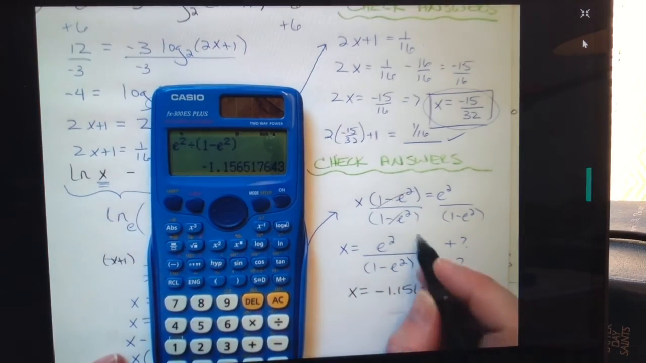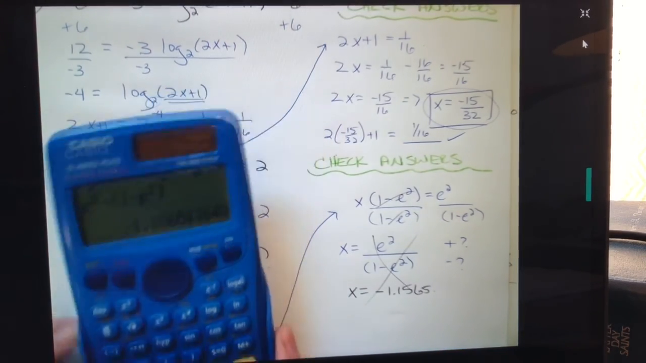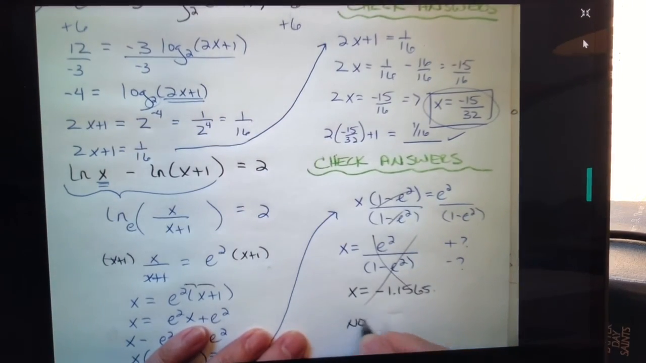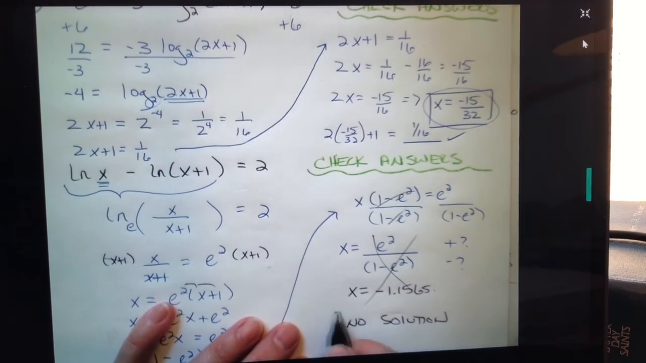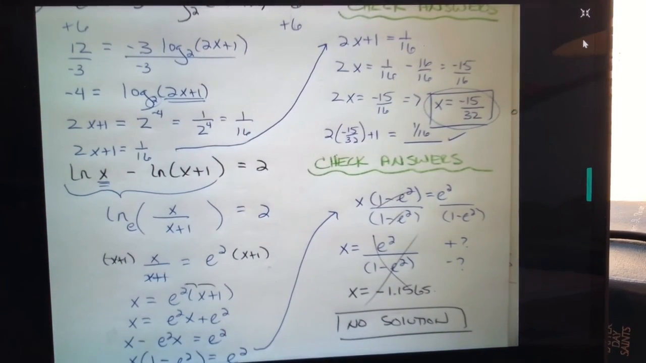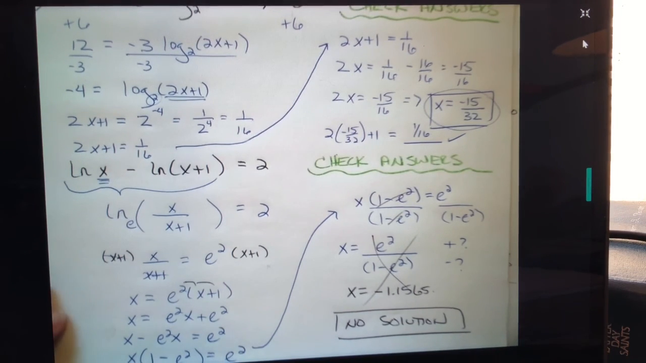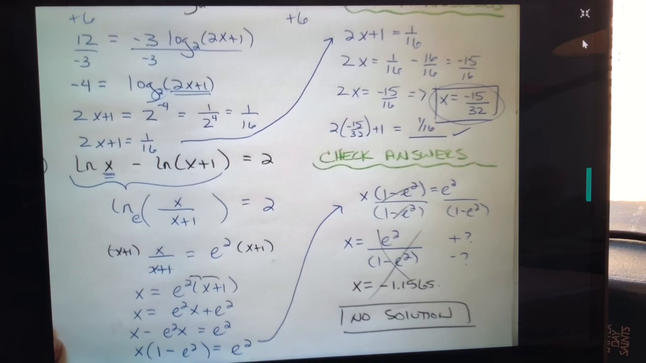So this solution would not be allowed. It's the only solution that we came up with algebraically, so that would mean that this log problem actually has no solution. So I hope that was helpful. I tried to give you some additional examples of problems that were a little bit more complex. We had to remember our combining skills. We had to use our calculator to do some checking. But hopefully having these few examples gives you a good foundation to help you work through your assigned problems.